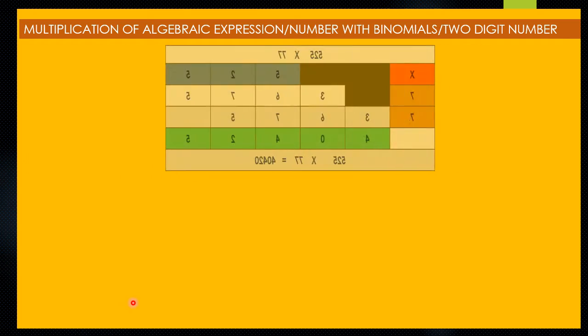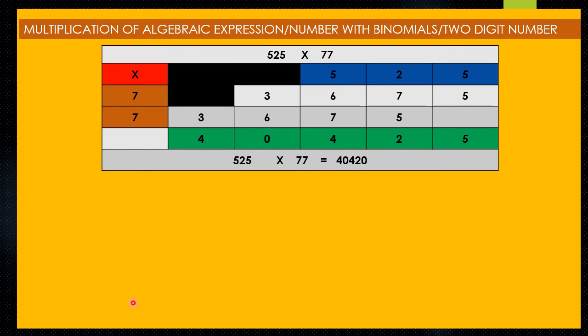Here two other examples I have given you, and these examples are about the multiplication of two-digit number and binomial. So in this slide we have to look at the multiplication of a two-digit number and binomial. In this first table I have multiplied 525 with 77.